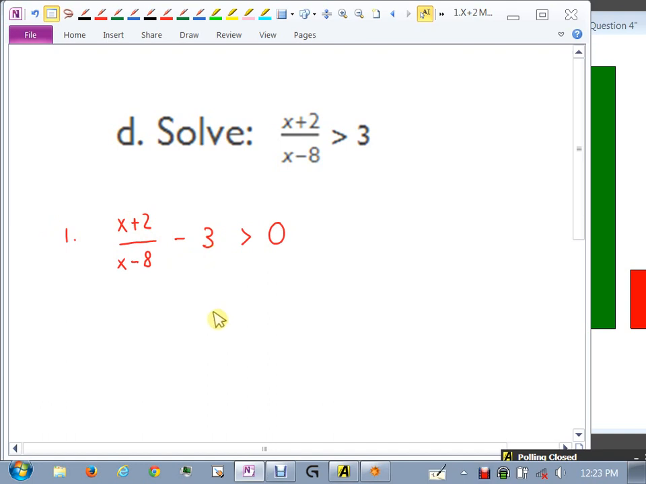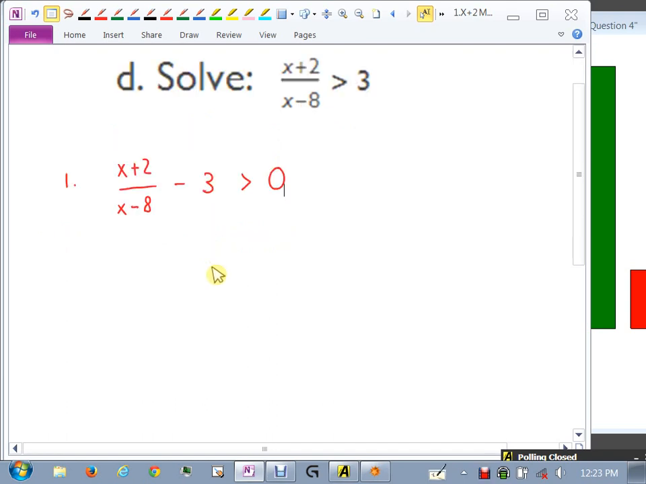Now, this is not the rational expression that we need on the left side, because we need it to be one fraction. Right now we have 2 fractions. This minus, this is like 3 over 1. It's like 2 different fractions. We need to put them together, which means we need a common denominator. So I'm going to write x plus 2 over x minus 8 minus 3 over 1 greater than 0.